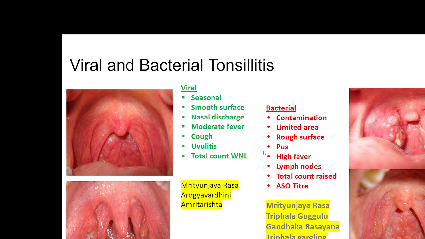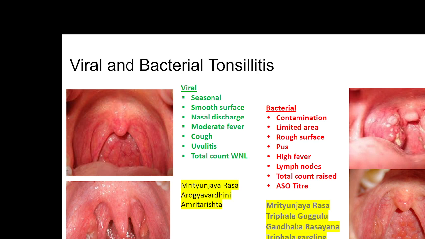High fever, the patient would have high fever. Lymph nodes are usually enlarged. Total count is raised. In all such suspected bacterial conditions, it is absolutely essential to study the ASO titer, anti-streptolysin O titer, because that is one of the factors which can result in long-term complications. I will come to that part next.